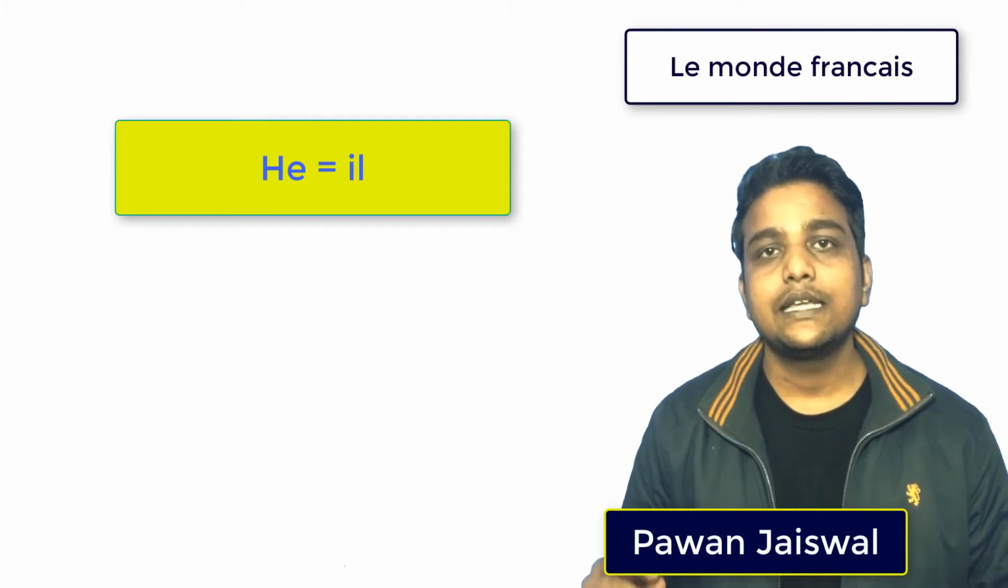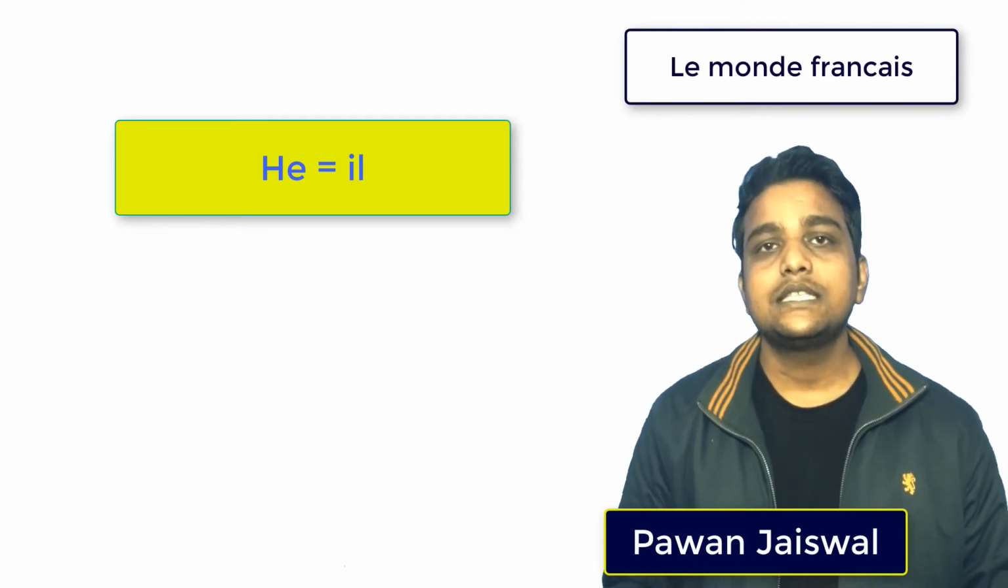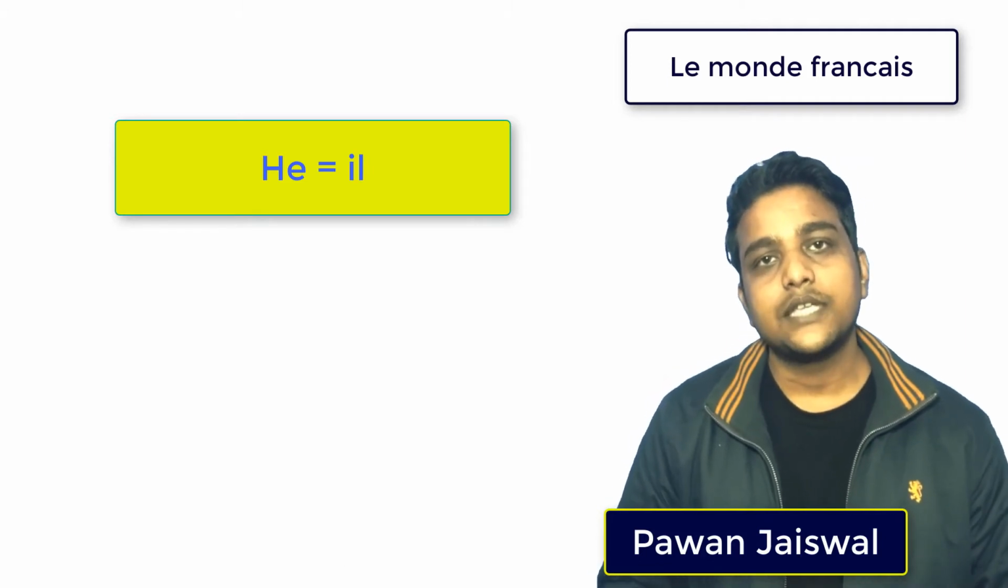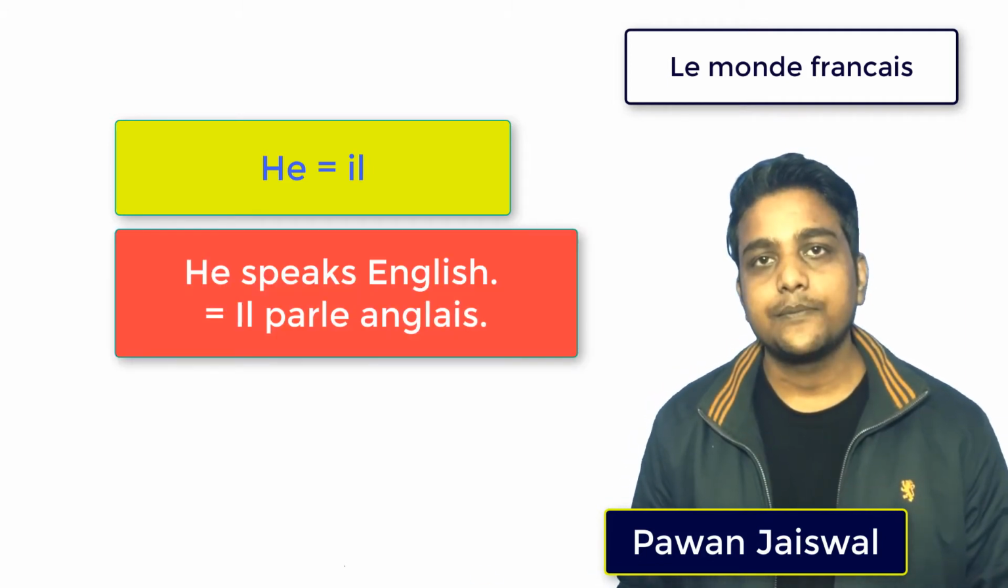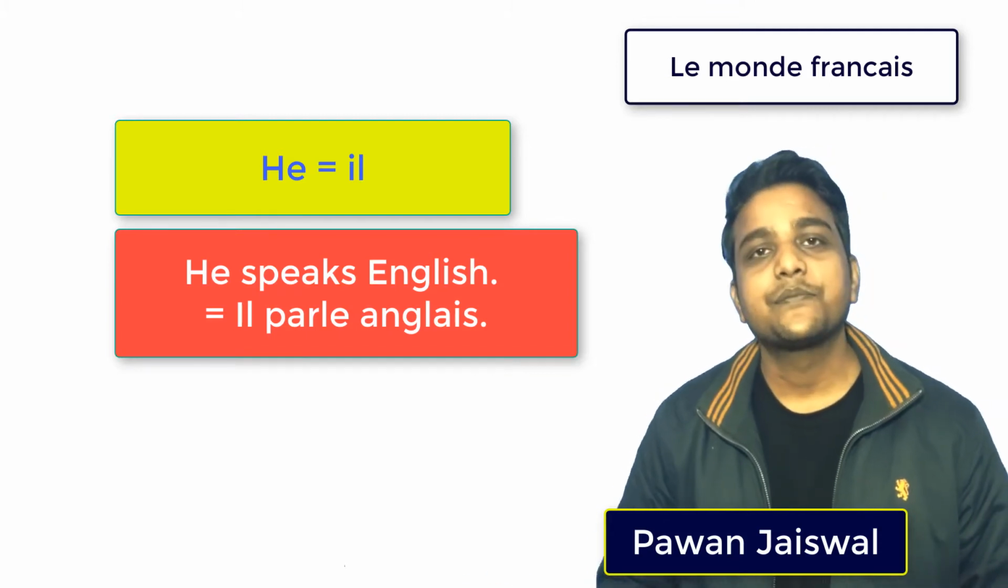Let's move to the next word, that is he. In French, he is il. For example, if you have to speak out a sentence like he speaks English, in French we call it il parle anglais. Il parle anglais.